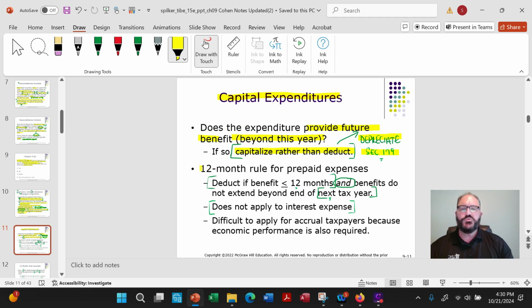And also, there's a 12-month rule for prepaid expenses. You can deduct the benefit if it's less than or equal to 12 months and it does not extend beyond the end of the tax year. It doesn't apply to interest expense. And it can be difficult for accrual taxpayers because economic performance is also required. So for those of you that are accrual-based, you can't really do it because by accruing something, economic performance hasn't happened, and that actually creates a bit of a problem.